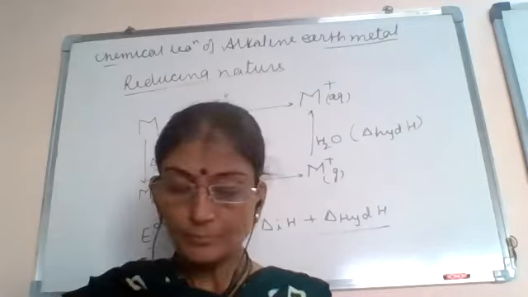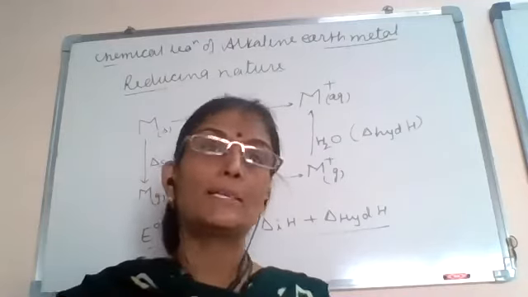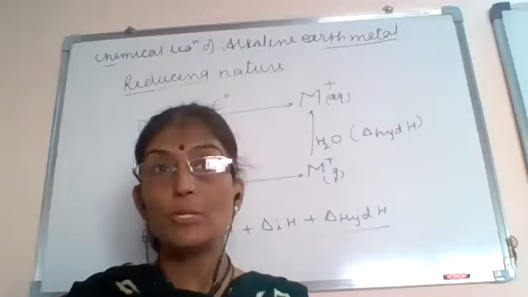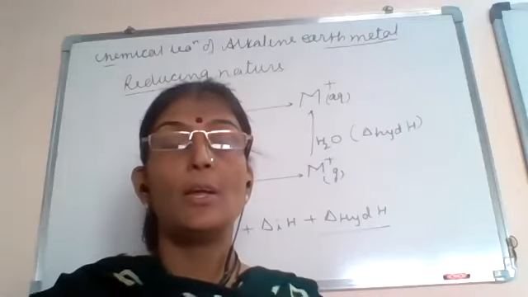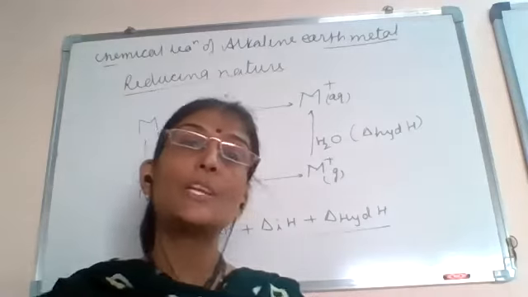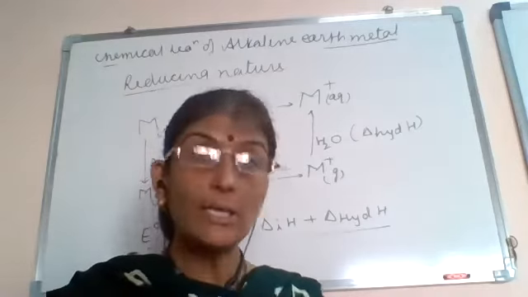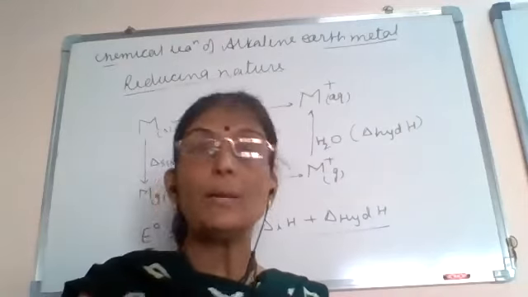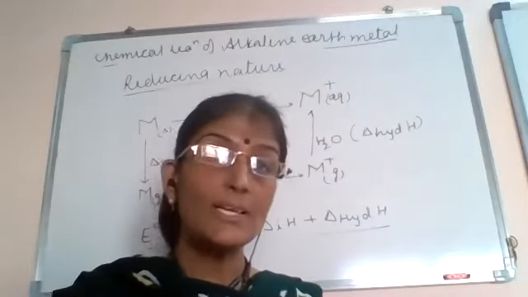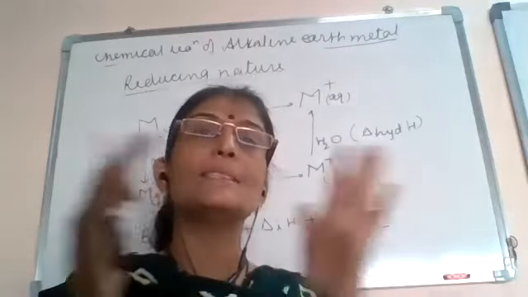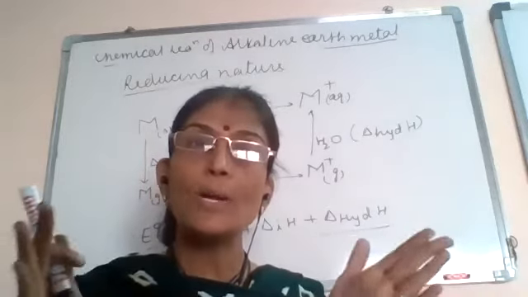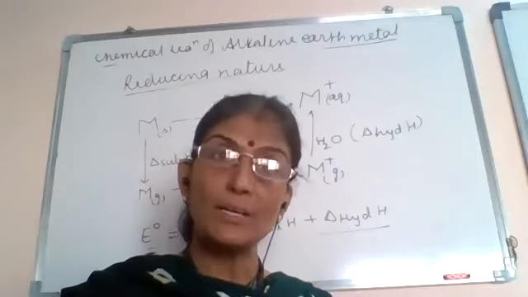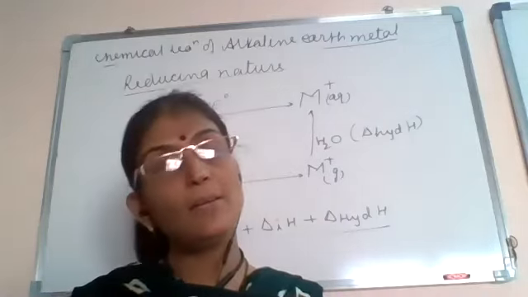Clear? Now all these metals, magnesium, calcium, they all are metals. They also have the tendency to lose electron. If we compare their reducing nature with alkali metals, then which are better reducing agents? Alkali metals are better reducing agents. What is the reason? Because alkali metal size is big, so they have more tendency to lose electrons. So alkali metals are better reducing agents than alkaline earth metals.